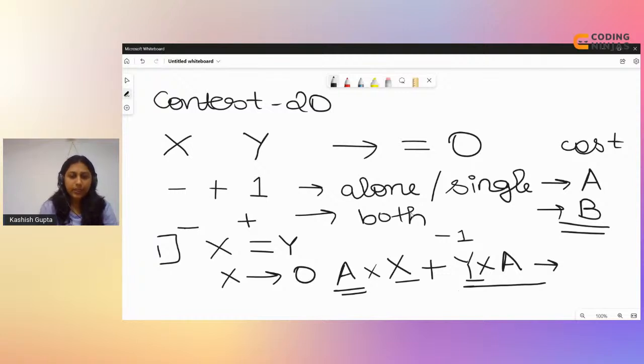Otherwise you can decrement both of them simultaneously, so you perform the decrement x times on both of them, and each costs you b. So the total cost will be x into b. So let me write this clearly.